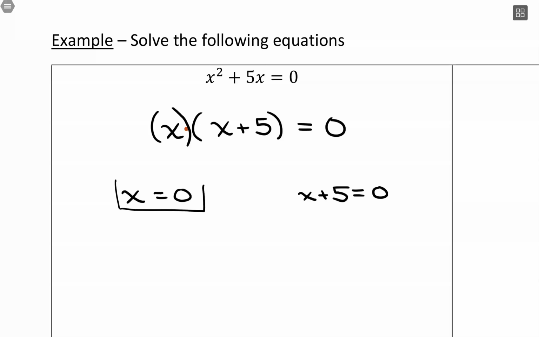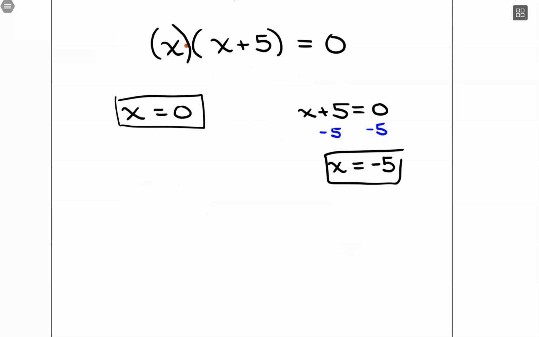So we're done with this first one. X is equal to 0. On this right-hand side, we need to subtract 5 from both sides. So that's going to show us that x equals negative 5. And then we could just do a quick check on the side here.